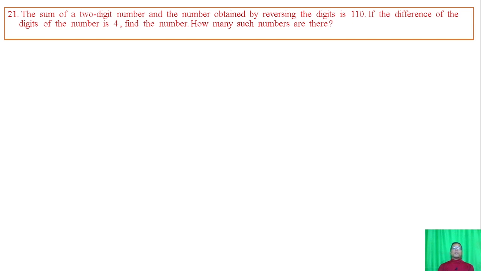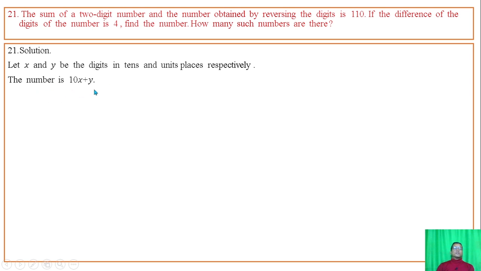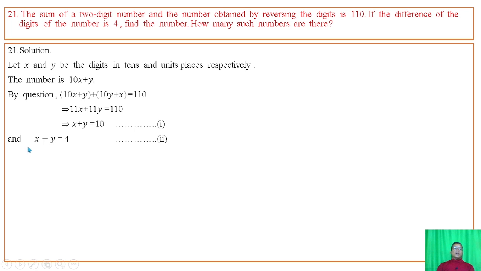Let x and y be the digits in the tens and units places respectively, then the number is 10x plus y. By question, the original number plus the reversed number, 10y plus x, has sum 110. This is equation 1. The difference of the digits is 4, so x minus y is 4, equation 2.